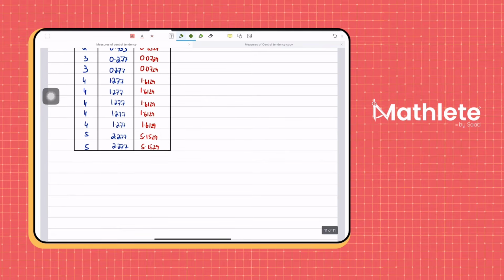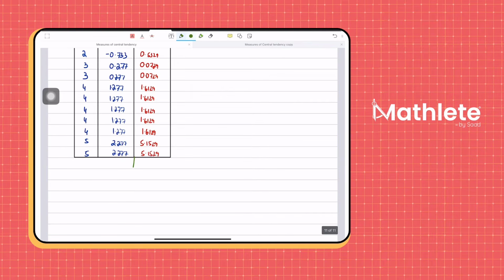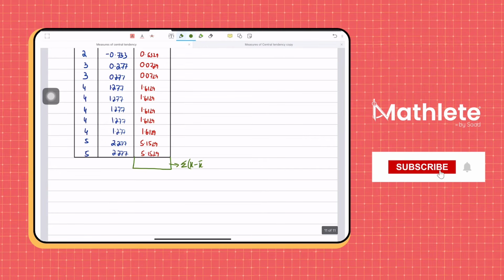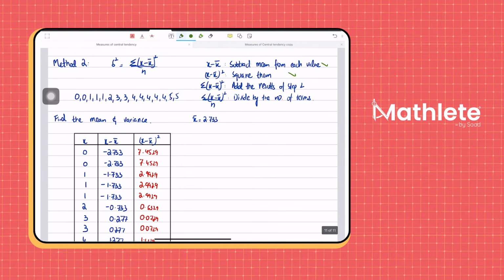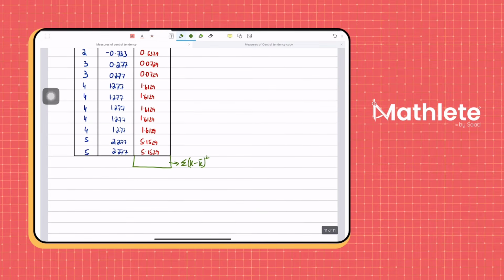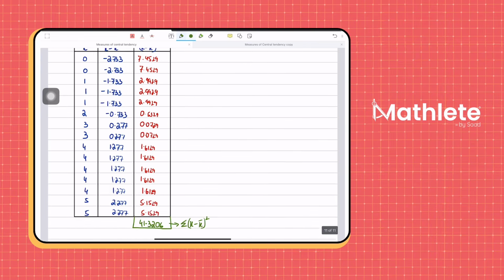Here in this column, we are going to add them up. This will give us summation x minus x bar, the whole thing squared. Now if you add them up, what do we get? I've done this before, so I've written the sum here so that we can save some time. The answer is 41.3206.